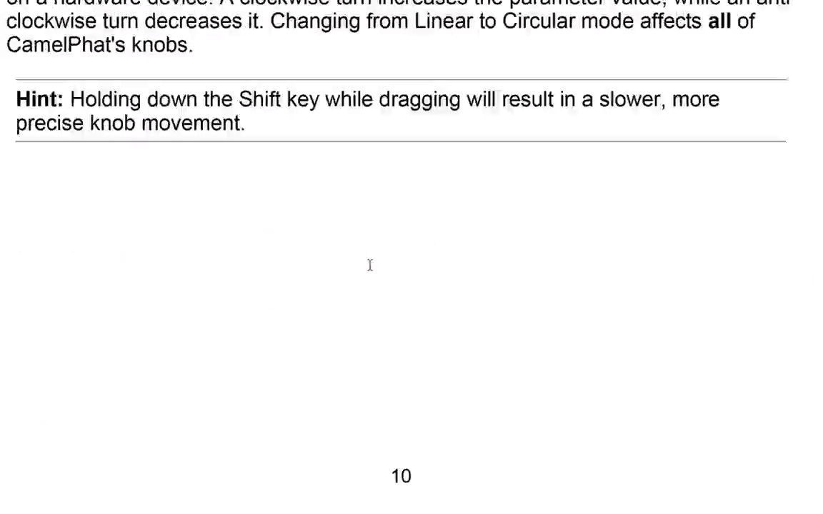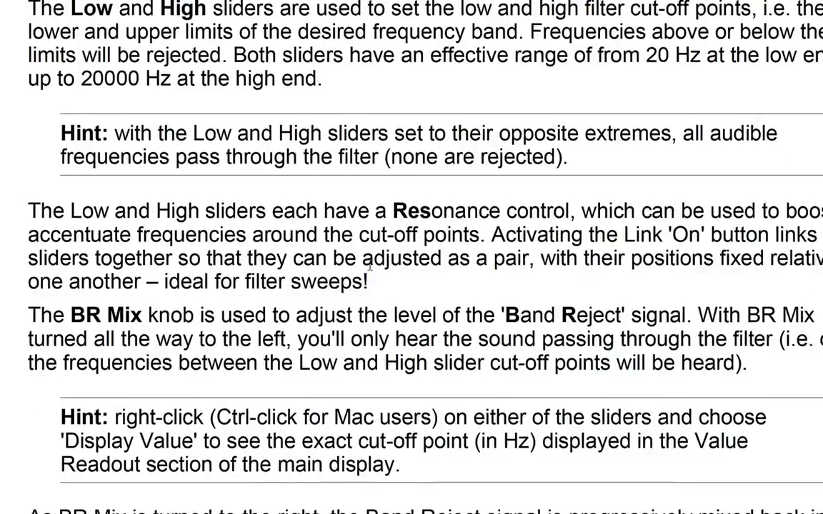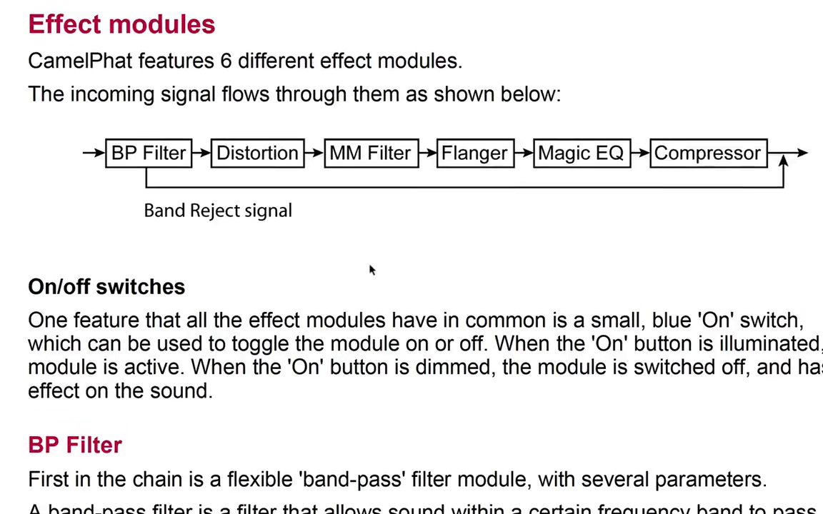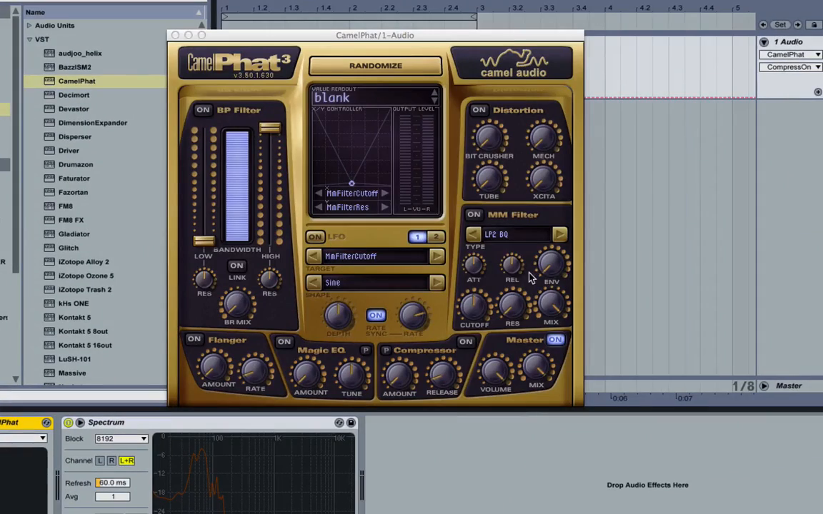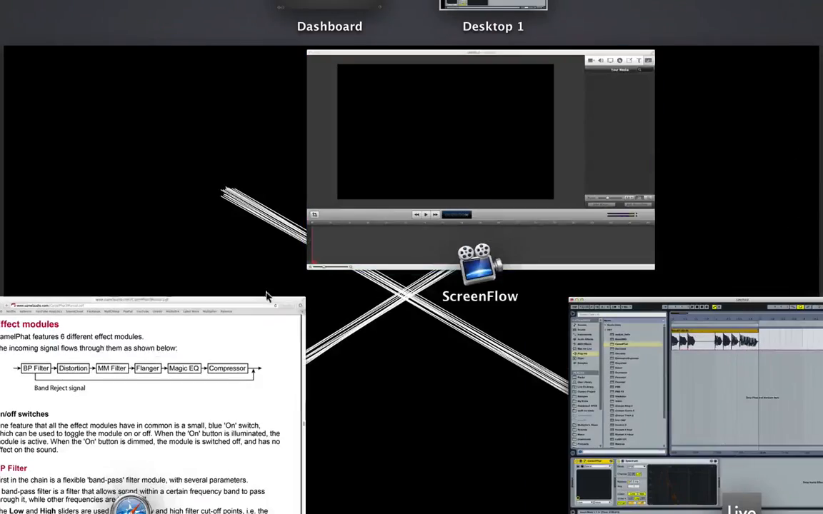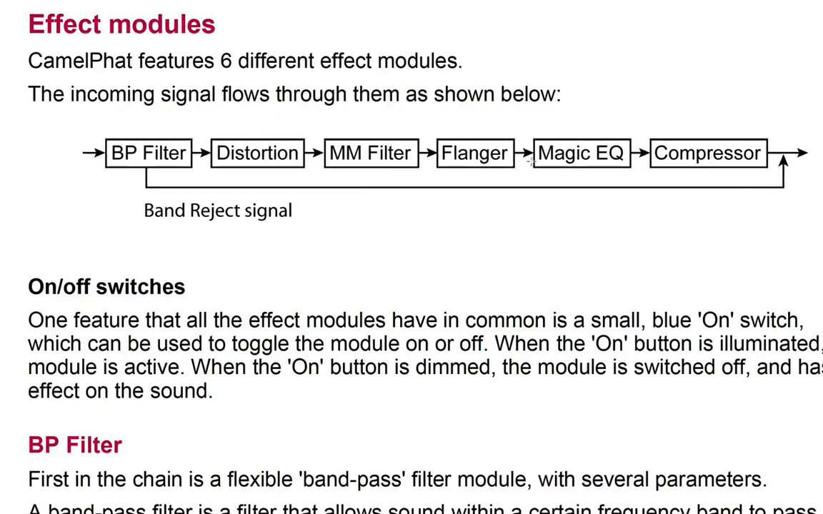Scrolling slowly. We're pretty much there. There you go. Oh, we're too high. Yeah. So we've got the bandpass filter, then we've got some distortion. Oh, it's the multi-mode filter next, not the flanger. So that is this bit, MM filter. And then we have the flanger, and then the magic EQ, and then the compressor at the end.